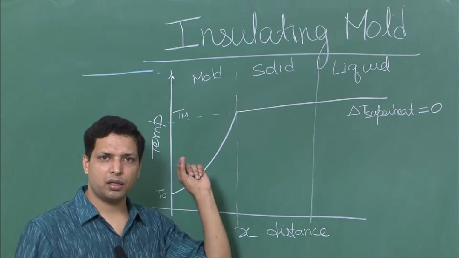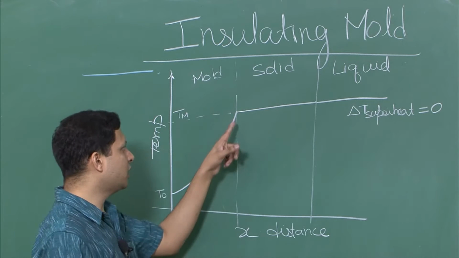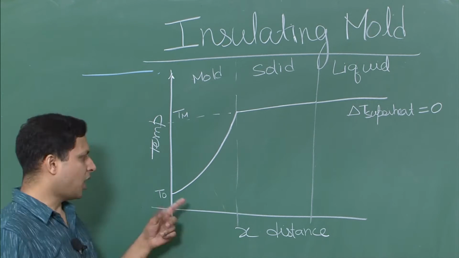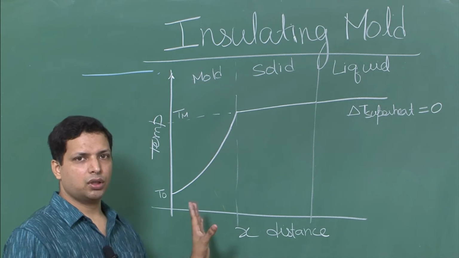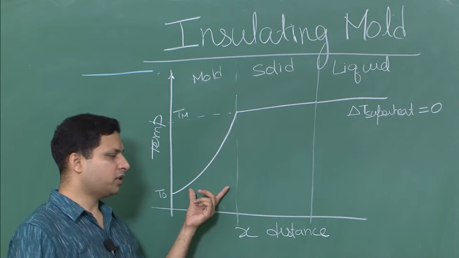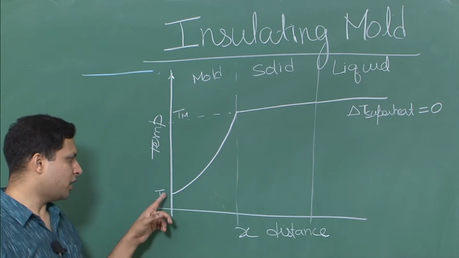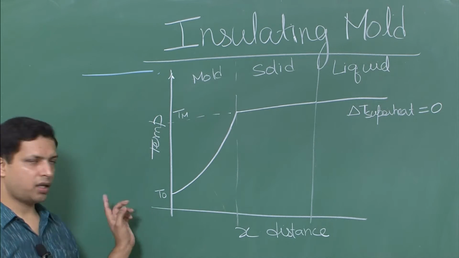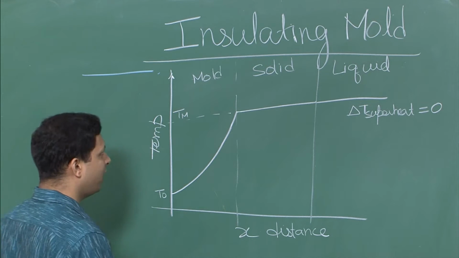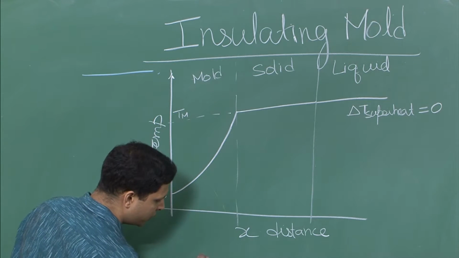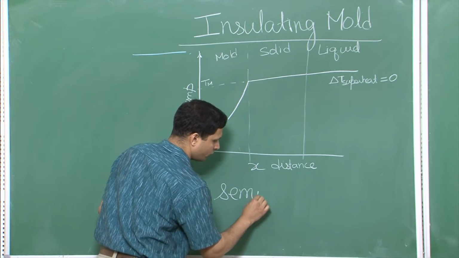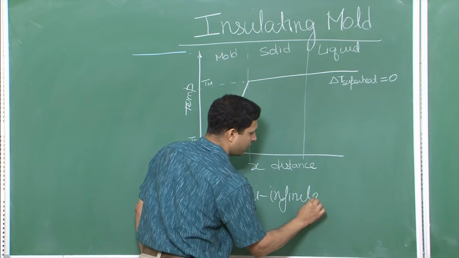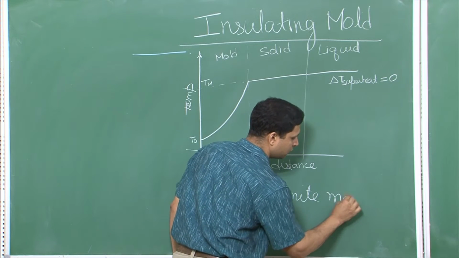Solid is just a little below the melting point, so it is in solid state, and the temperature drop from Tm to T0 takes place in the mold. I am saying both the things right now, that the temperature drop takes place here, and it is not equivalent to saying that the outside of the mold is at T0, and at the same time I have also given it as T0, because we have invoked another condition, what is called as semi-infinite mold.